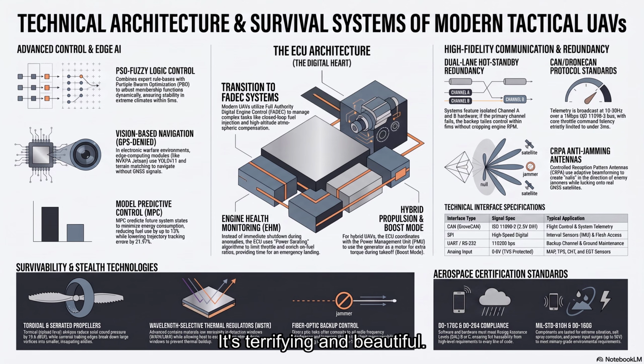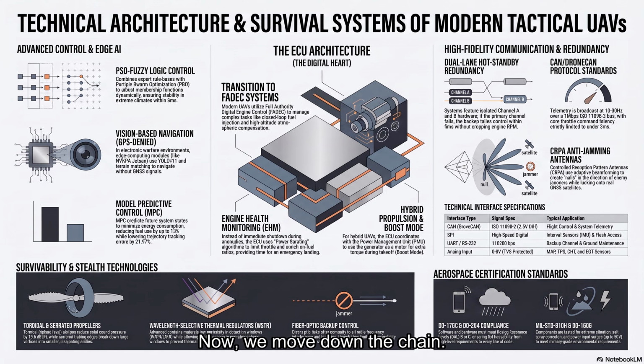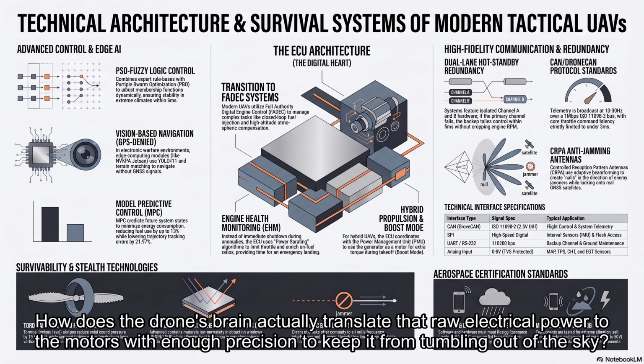It's terrifying and beautiful. So we have a legal framework, we have an AI-sculpted MDO-optimized skeleton, and we have a FADEC-controlled chemically pristine gas engine generating massive mechanical power, spinning a generator to produce high-voltage electricity. Now we move down the chain. How does the drone's brain actually translate that raw electrical power to the motors with enough precision to keep it from tumbling out of the sky?